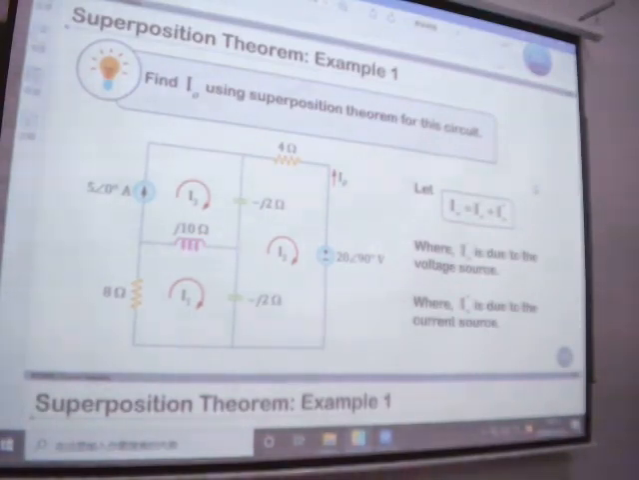It's not dash, it's prime: I0 prime and I0 double prime. I0 prime is due to the voltage source, so we need to disable the current source. How do we disable it? Set it to 0. If a current source is set to 0, that means this branch is broken, open circuit.